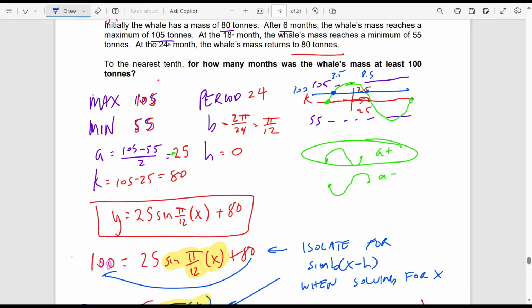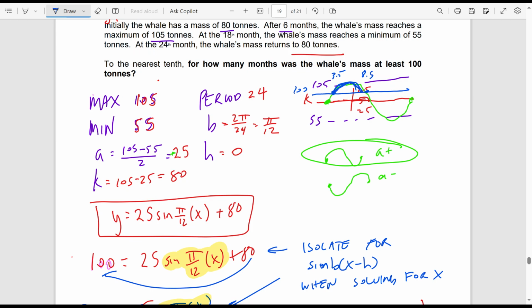For how many months was the whale's mass at least 100 tons? If we were looking over 24 months, how long was it above that line? Just 8.5 minus 3.5, right? We're just looking at the distance between 3.5 and 8.5, strictly at that piece of the function right there.